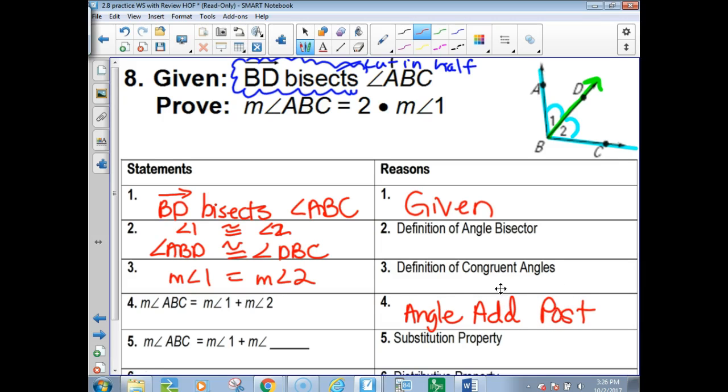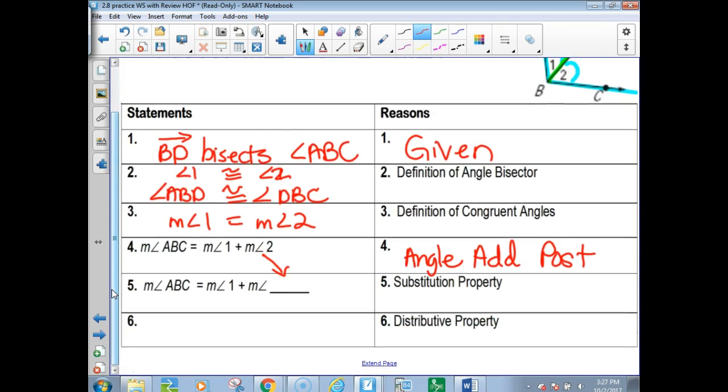Okay, now you already have angle 1 equals angle 2, so we're going to trade the 2 for a 1. Look where we're headed. We're trying to get to the measure of ABC equals twice the measure of angle 1. So since it says angle 1 and 2 are equal, can't we trade angle 2 for an angle 1? That's what we're doing, making a substitution.